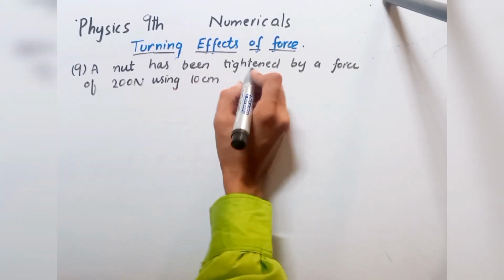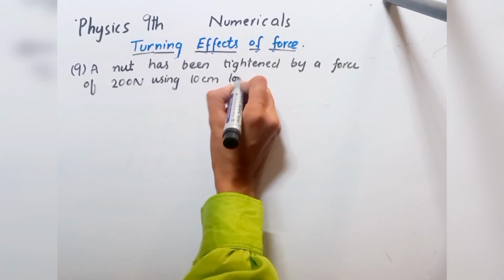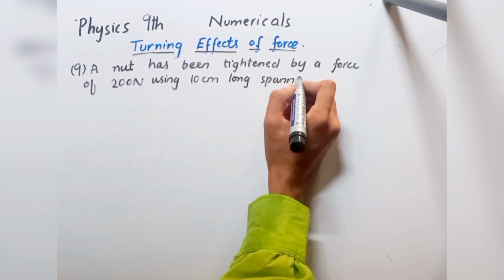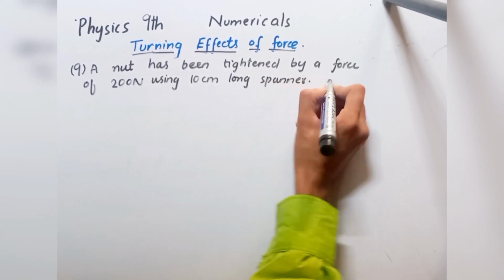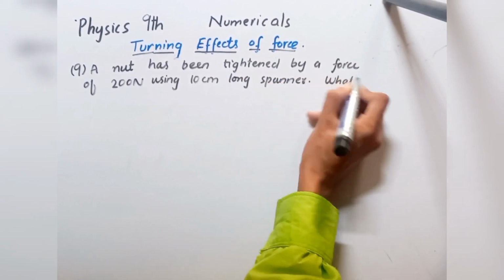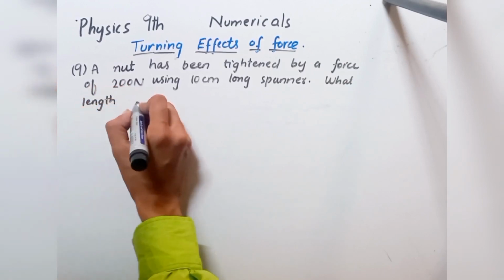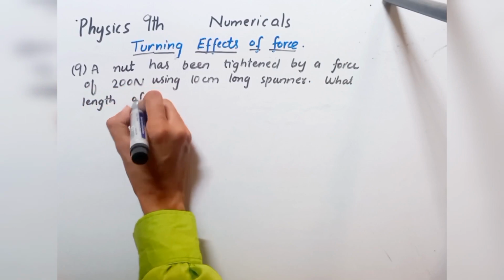The second last numerical is: a nut has been tightened by a force of 200 Newton using a 10 cm long spanner. What length of spanner is required to loosen the same nut with a force of 150 Newton?